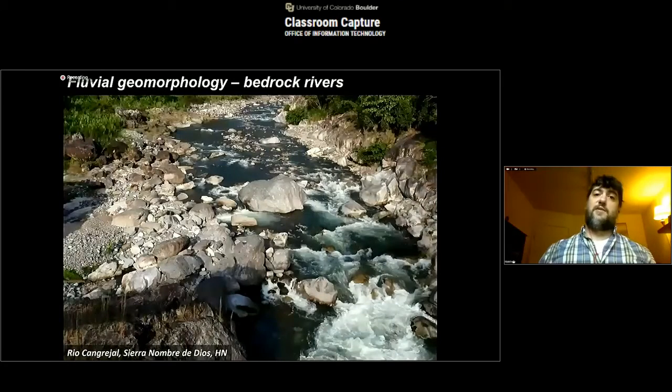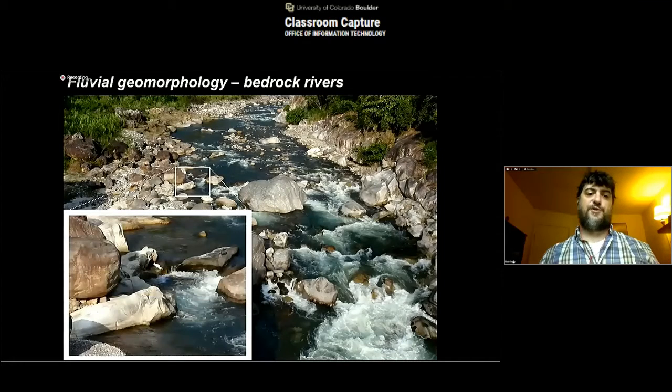Contrastingly, we also think about other kinds of rivers that may be not made up only of their own sediment, but are also carving into bedrock. So we call these things bedrock rivers because not only do they have to transport the sediment that they're moving, but they also have to pull out and remove bedrock, which is intact rock that's sitting below that veneer of sediment.